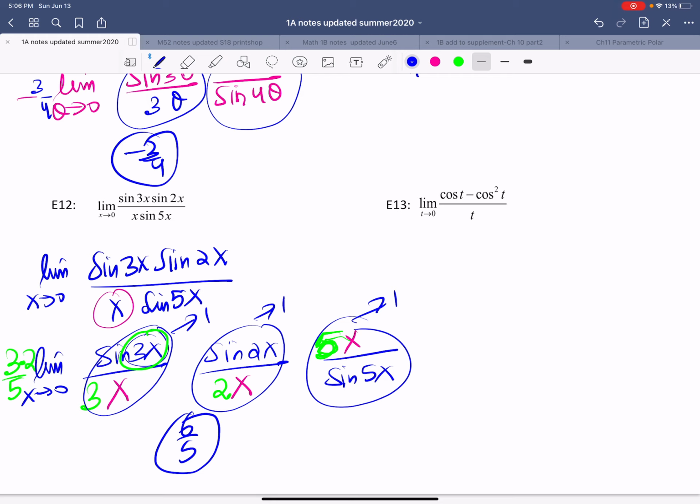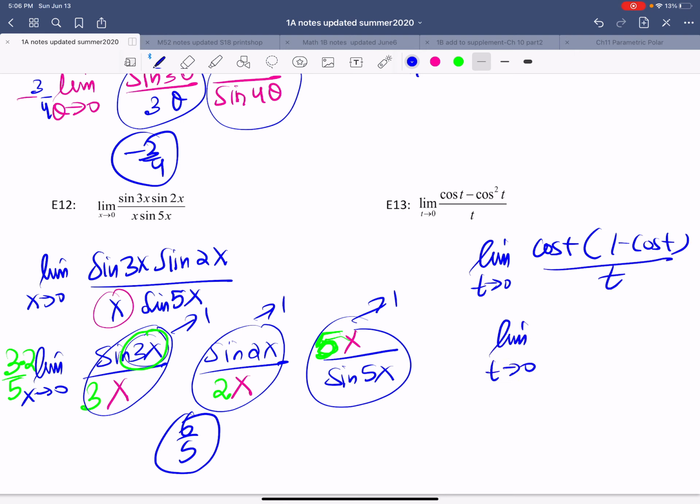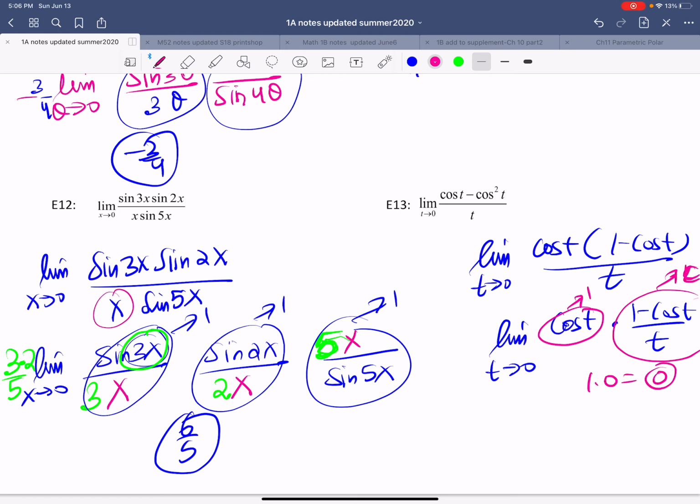All right, next we have cosine t minus cosine squared t over t, limit as t approaches 0. Looks like I can factor out a cos t from here. Limit as t approaches 0 of cosine t times 1 minus cosine t over t. We can separate cosine of t times 1 minus cos t over t. We do know that this limit goes to 0 when t goes to 0, and this limit goes to 1. 1 times 0 is going to be 0, and that would be my end product. That's going to be my limit here. We'd be left with 0.